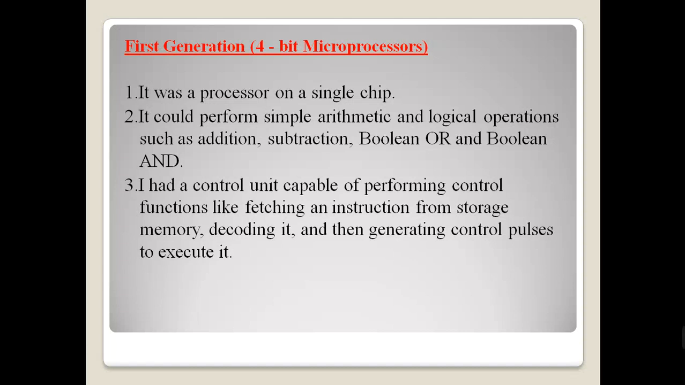Again, some of the functions performed in 4-bit microprocessors are control functions like fetching an instruction from storage through memory, after fetching the instruction, decoding it, and then generating a control pulse. Control pulse means the clock pulse. After generating the clock pulse, the instruction is executed. So simply we call it fetch, decode and execute. The three words simply. Okay, next.